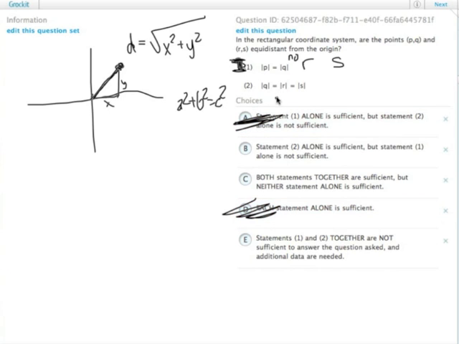Statement 2, likewise, we have 3 of the 4 coordinates, Q, R, and S, but without P, we can't determine sufficiency. So statement 2 is also insufficient on its own.